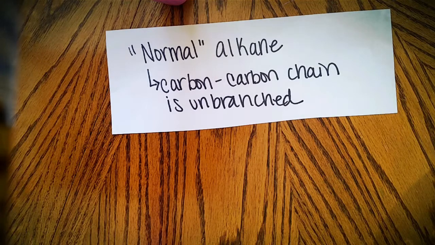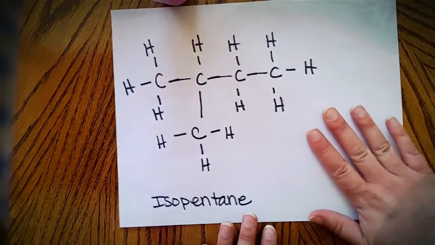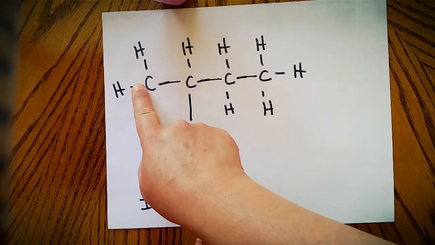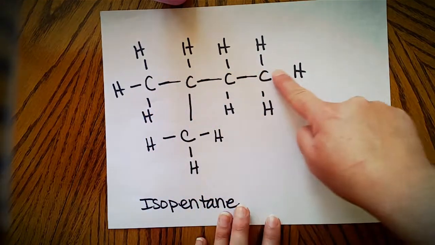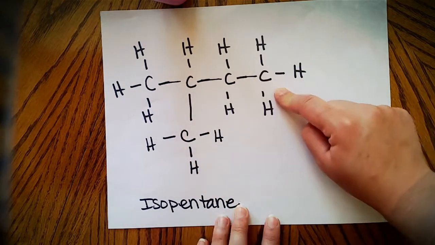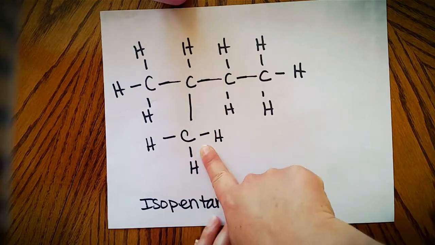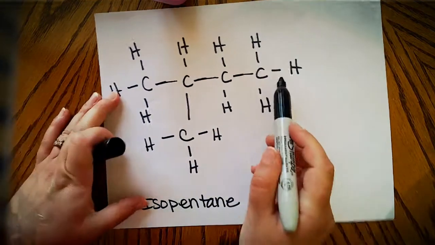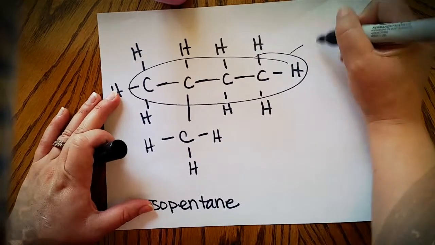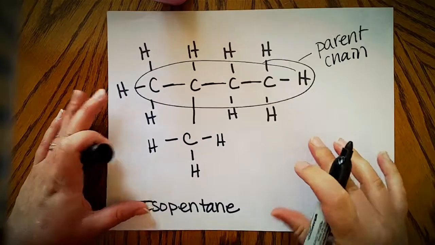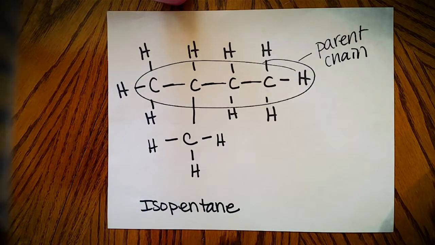So let me show you an example of something that is not a normal alkane. Okay, this would be something that is not a normal alkane. Notice here that I have 1, 2, 3, 4 carbons all in a row. You can tell it's an alkane because it's all single bonds. But you see how this guy is sticking off to the side? So this part here is called my parent chain. And it is my longest chain of connected carbons.